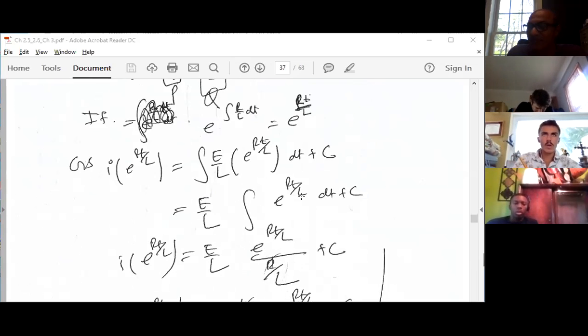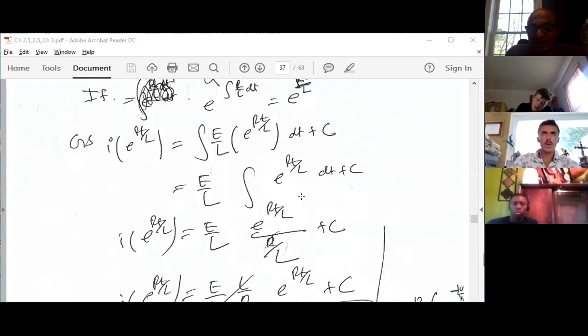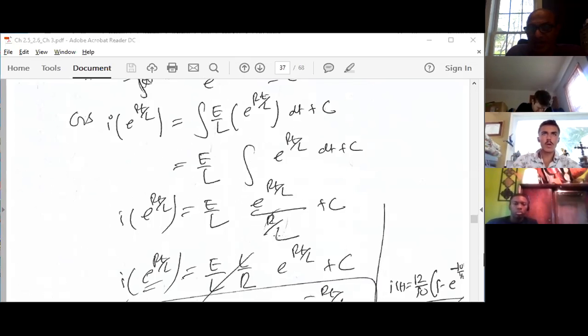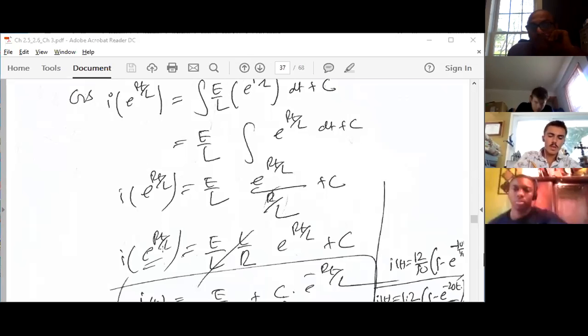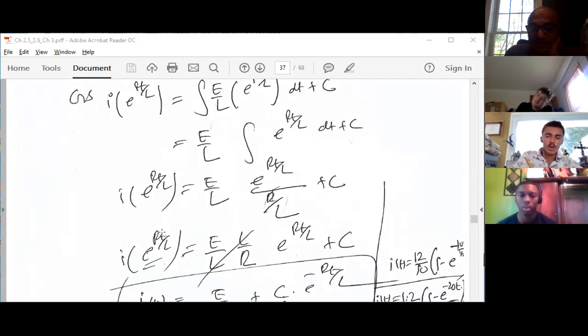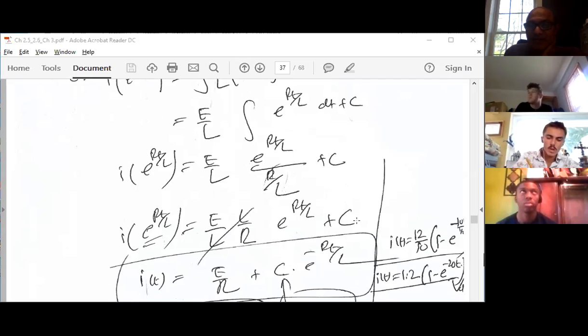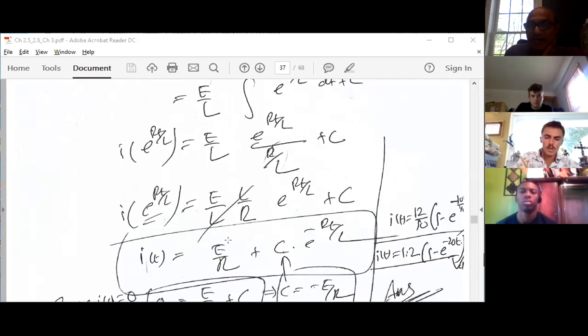Or you can say R by L equal to u, your choice. That means I'm getting this R by L, I can take it to the numerator, so it is L by R, and the L's will get cancelled out, so it is E by R times e to the power RT by L plus C. If you divide by this number, e to the power RT by L will get cancelled out. Here it is e to the power negative RT by L. Right? So I'm getting I(t) equal to E by R plus C e to the power negative RT by L.